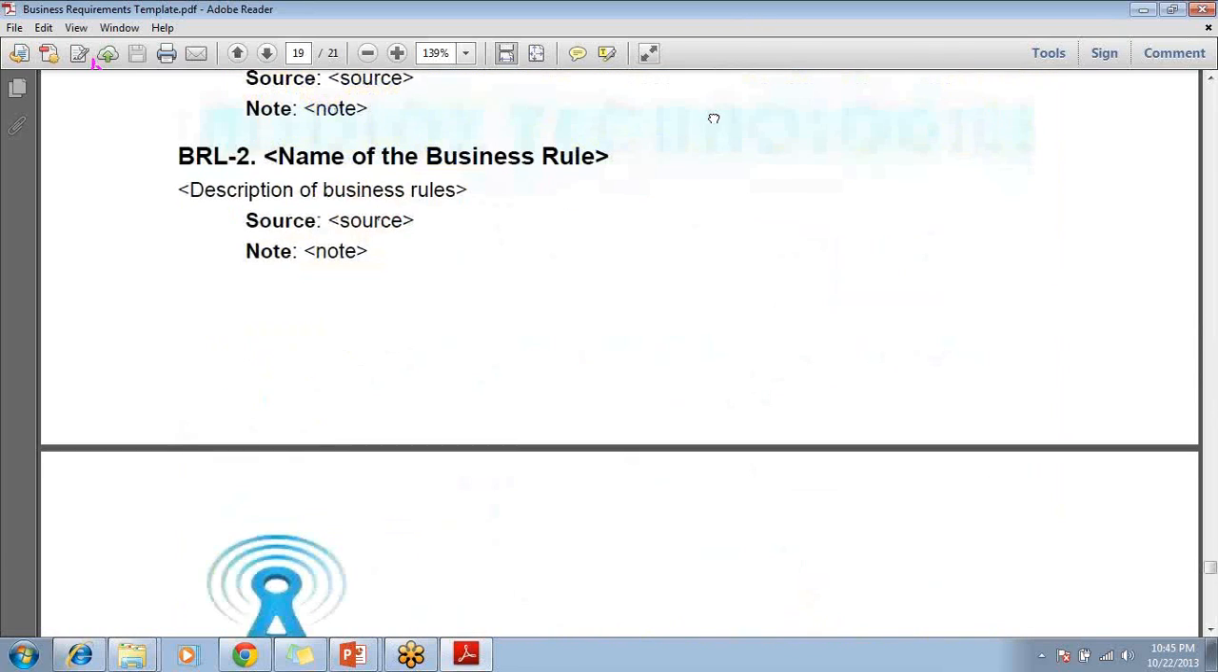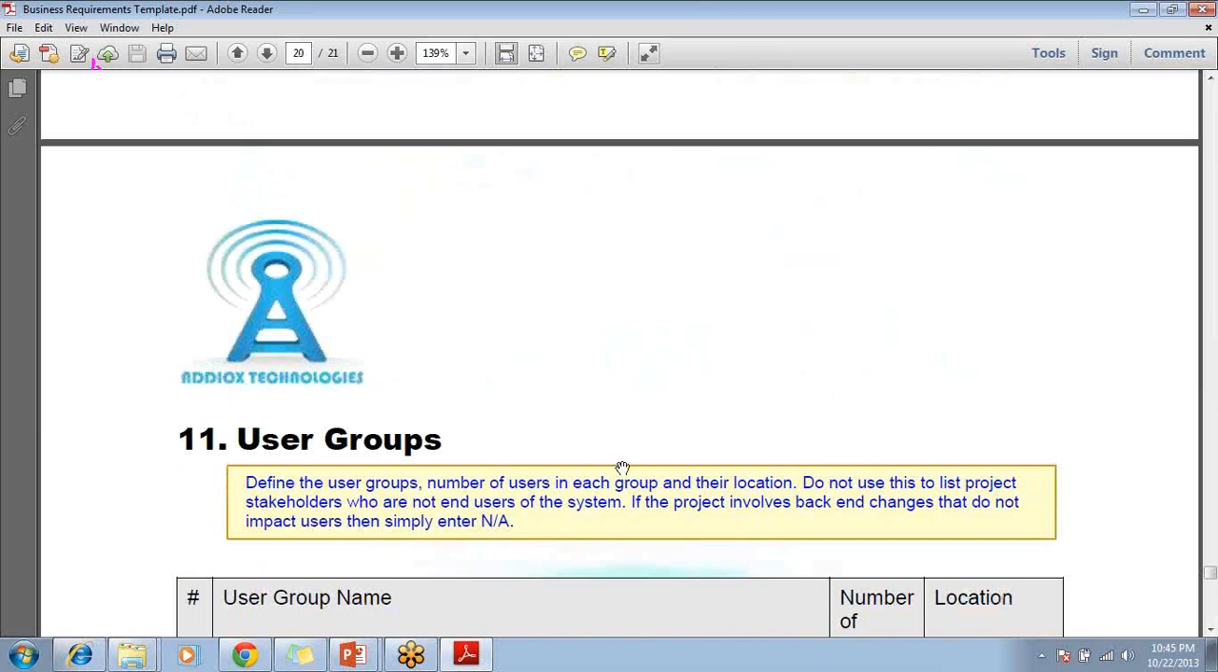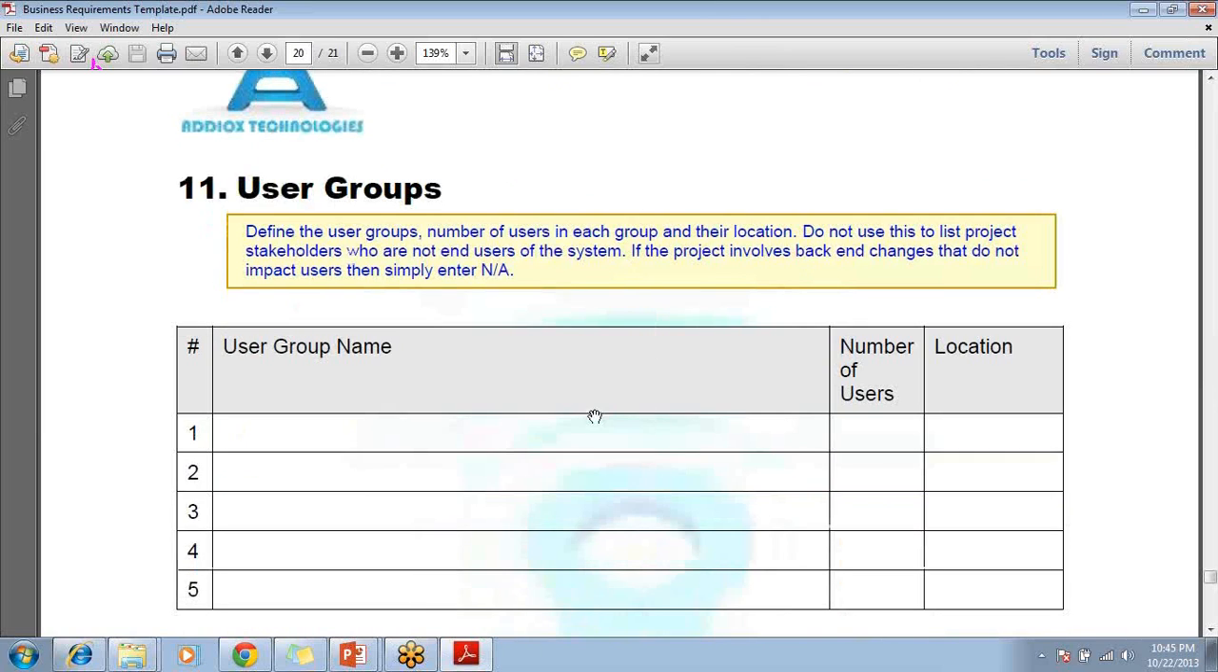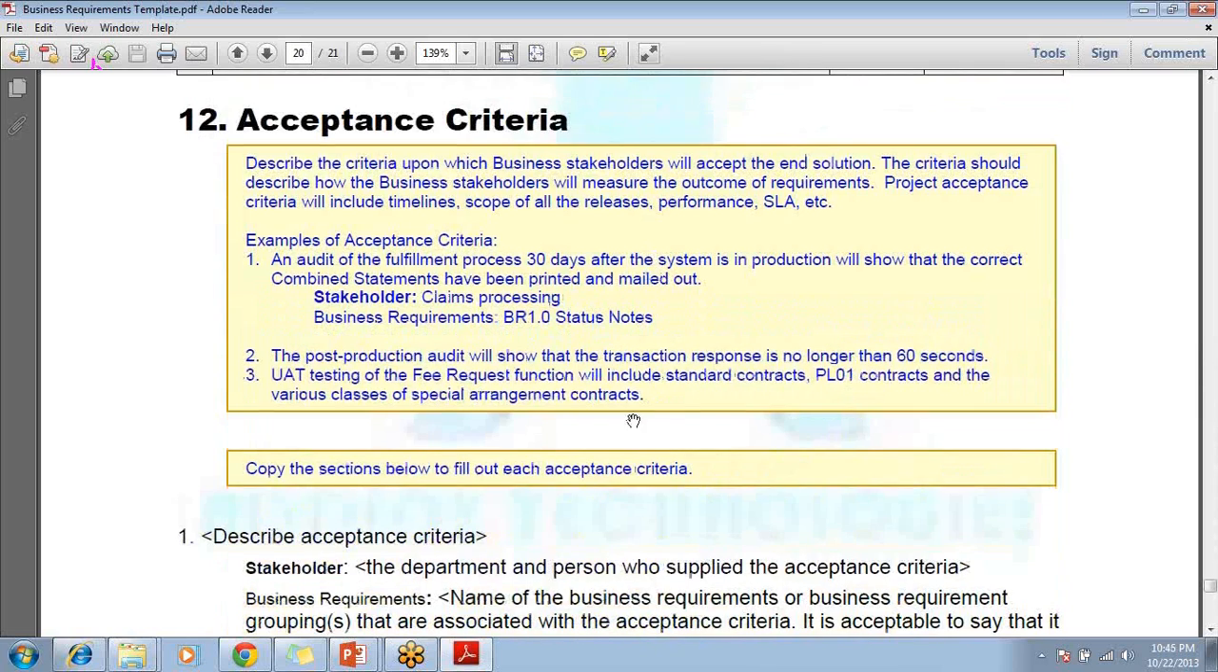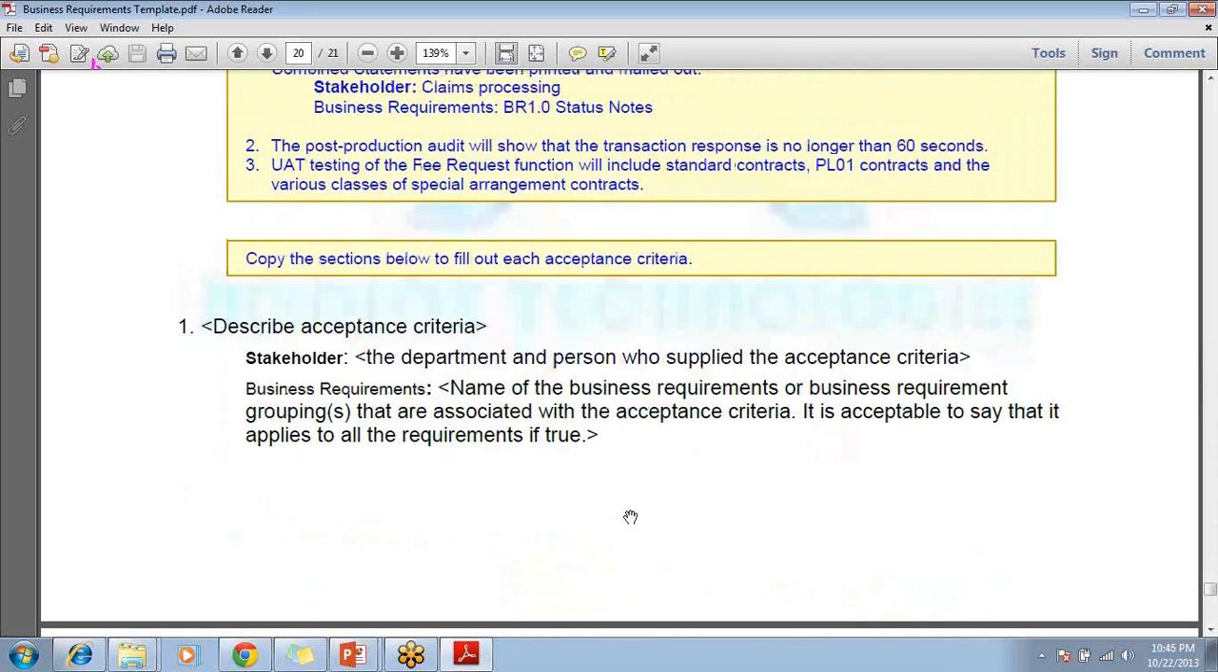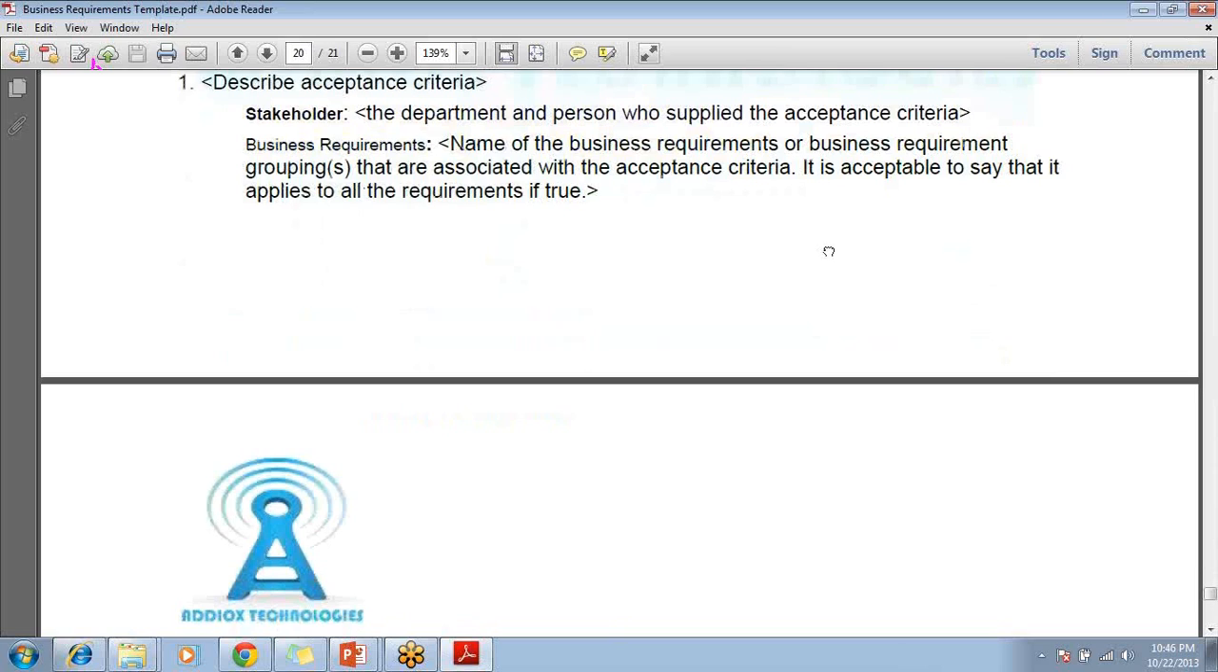Business rules. Those are business rules, the same thing from the business requirement perspective. Ignore that. User groups: if there are any user groups, otherwise just ignore that. Acceptance criteria is what kind of work will be done so that the outcome of that work is considered acceptable. You need to document that: what is the level of expectation a business user has. That's what you document over here.